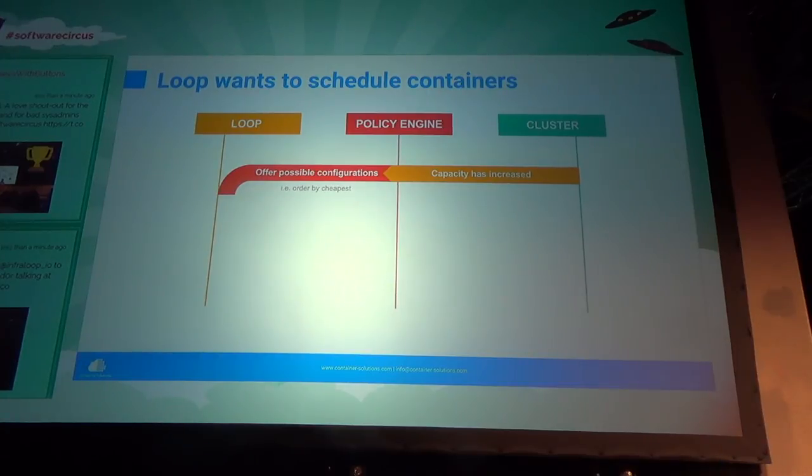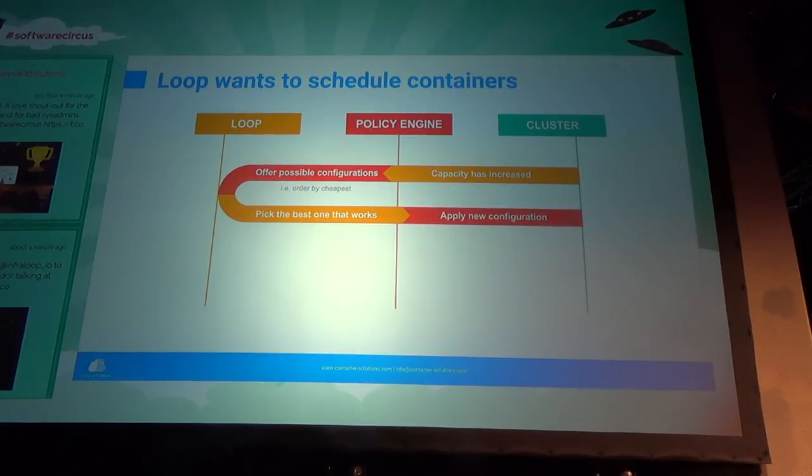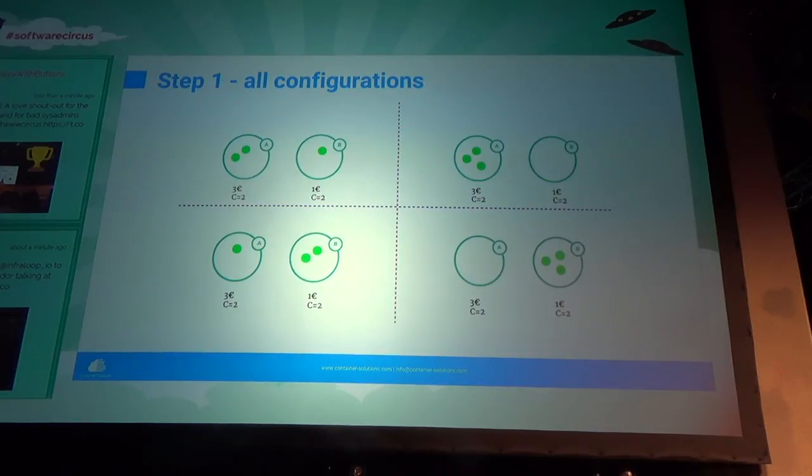So the capacity has increased on a cluster. Now the policy engine needs to think again, okay, was it a cheap cluster? Maybe I want to move things over there. And again, it generates a set of possible configurations. And again, the loop will accept one of them, and the policy engine applies that one. Yeah, so not very complicated, but it creates a pretty nice API. I'll show that one later also.